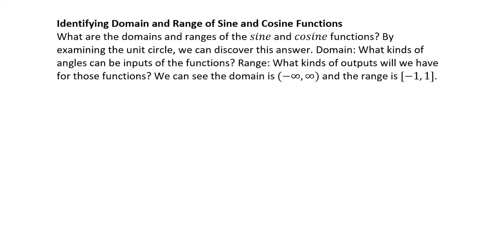And the range, you'll notice all of the outputs that we had, they were between -1 and 1. The lowest we could go was -1, and the highest we could go was 1. So our range for the sine and the cosine functions is -1 to 1.